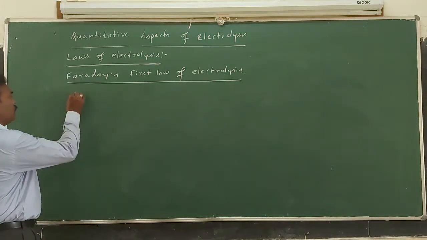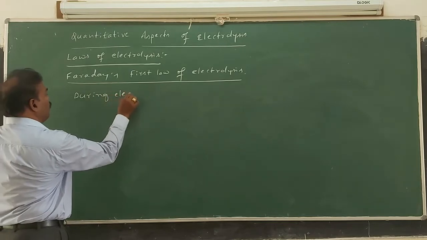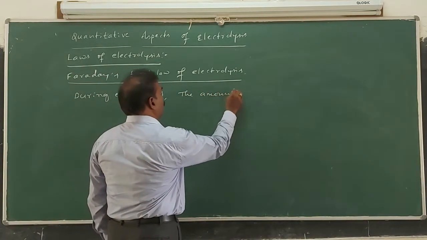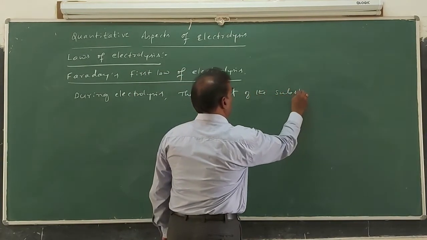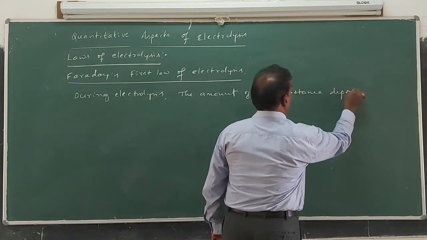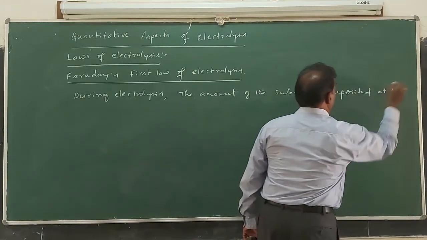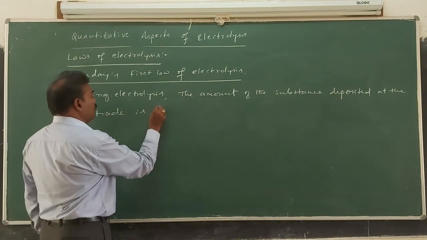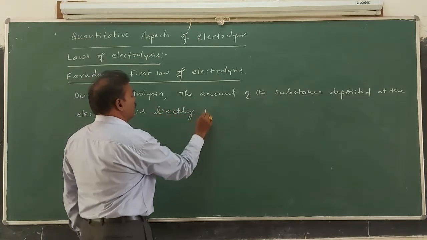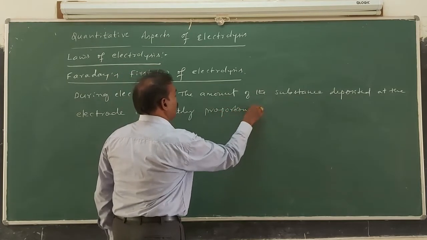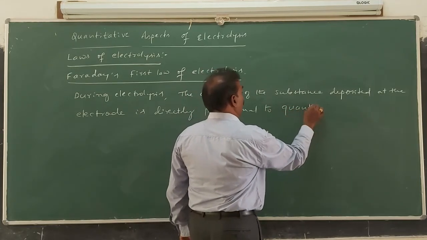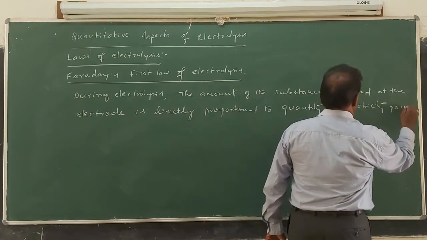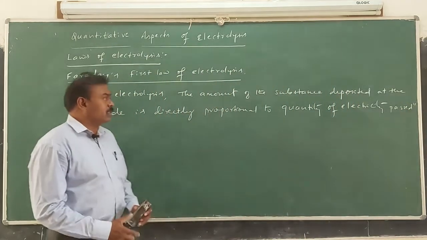During electrolysis, the amount of the substance deposited at the electrode is directly proportional to the quantity of electricity passed. This is what is called Faraday's first law of electrolysis.